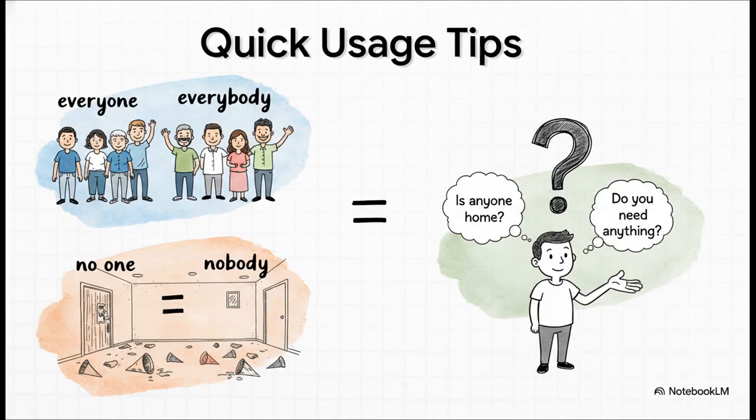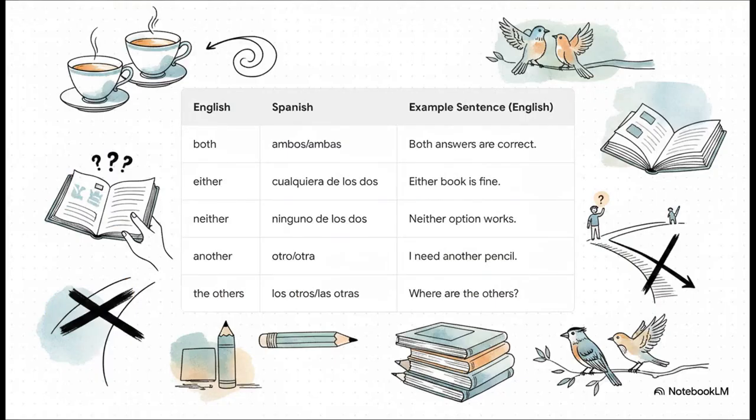First, everyone and everybody mean the exact same thing. You can use whichever one you want. Same deal with no one and nobody. And here's a really useful little trick. You'll notice that anyone and anything show up most often in questions, like is anyone home or do you need anything? And finally, let's quickly cover words for making choices.